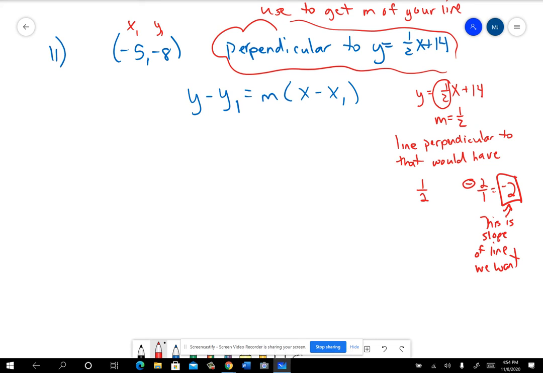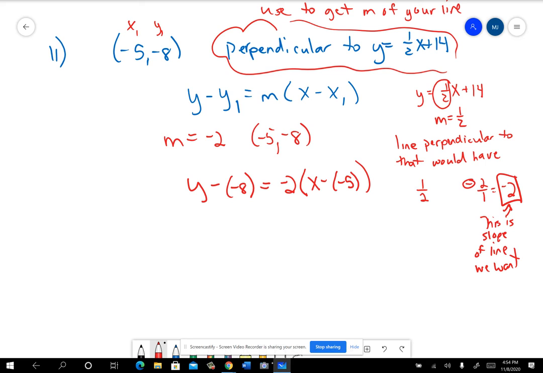Now here's what's hard for people to do. That's all we're getting out of this perpendicular to part, is the slope of our line, okay? So we know the slope of our line now is -2, and remember we knew already that it passed through the point -5, -8. So we're ready to put that information together. So we plug in the -8, plug in the slope of -2, put in the -5 where the x1 is.